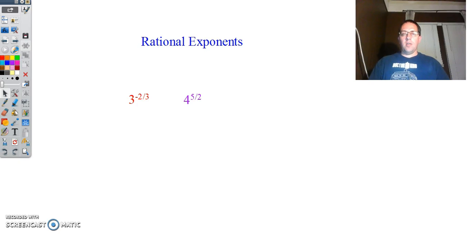Hello class, today we're going to talk about rational exponents. These would be things... rational, of course, means fractions. So these are numbers that have exponents that are fractions. So 3 to the negative 2/3, 4 to the positive 5/2. These are rational exponents. And we're going to talk about how we deal with these.